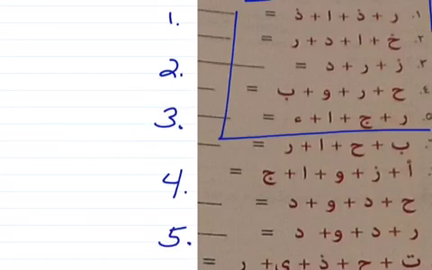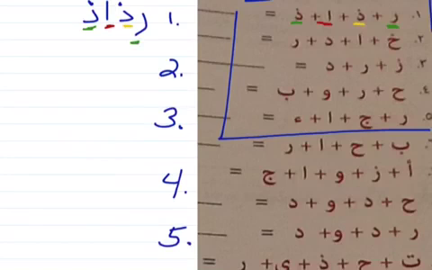So we will start with number 1, Ra, Ta, Alif, Da. So everything's independent. Here's Ra, here's the Ta, here's Alif, and here's the Da. Pretty straightforward.